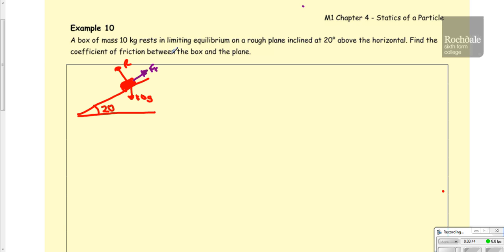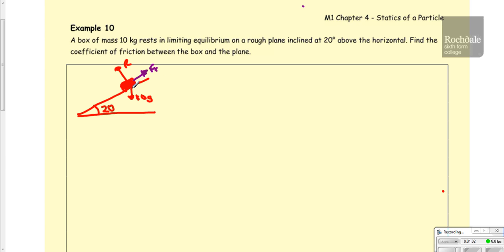Friction always acts to oppose motion. So if you've got an object that's unsupported on an inclined plane, it would naturally want to slide down the plane, and so the friction must be resisting that and holding it up the plane. So think carefully about the direction that you put your forces on the diagram.